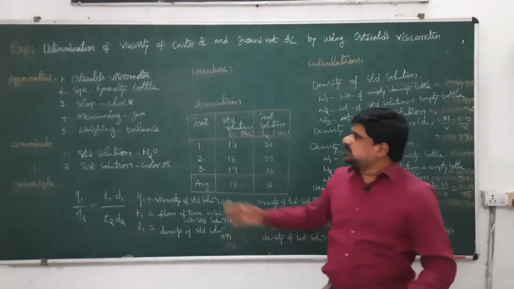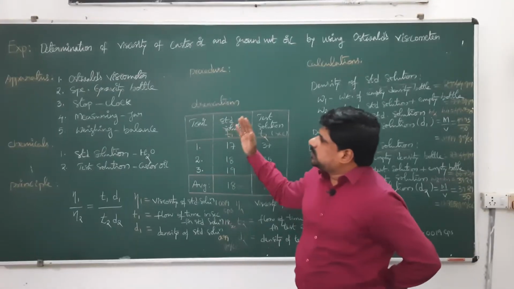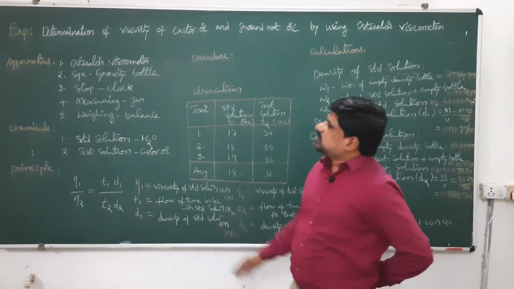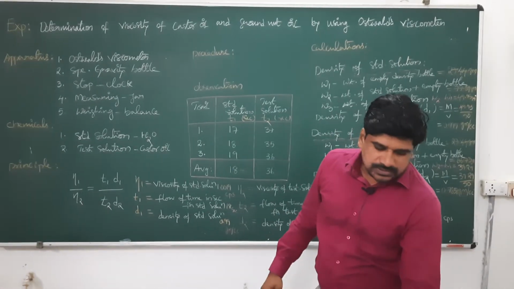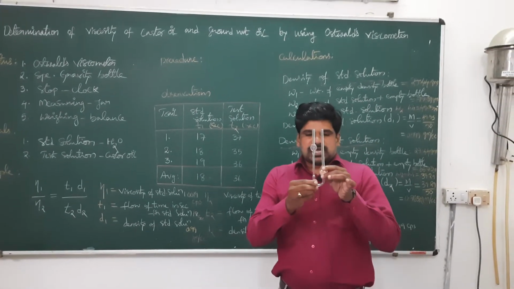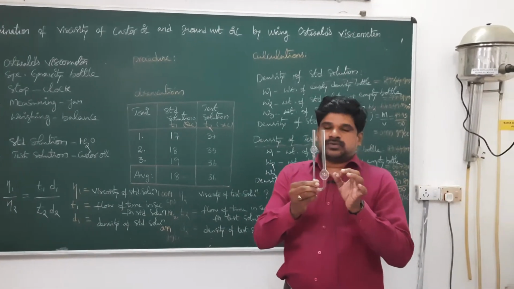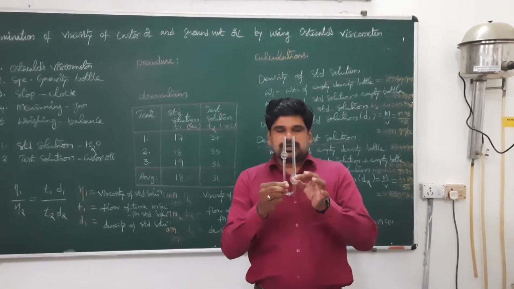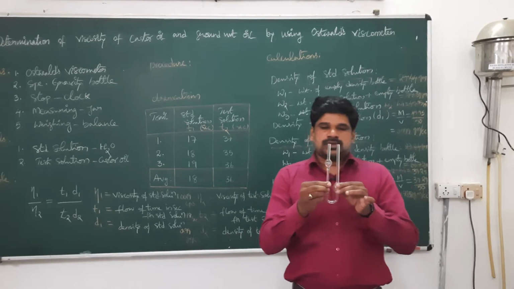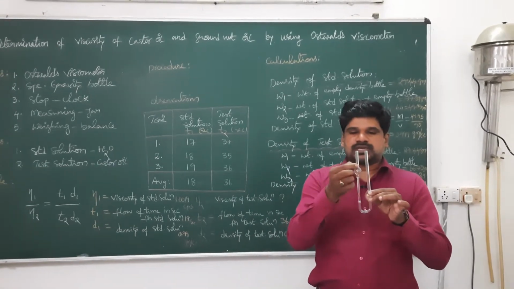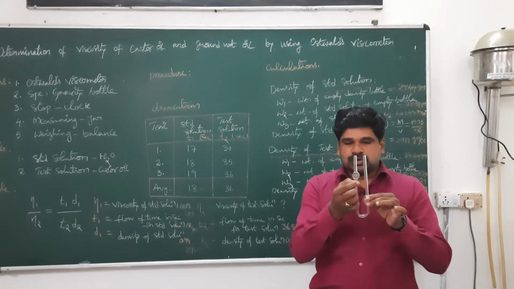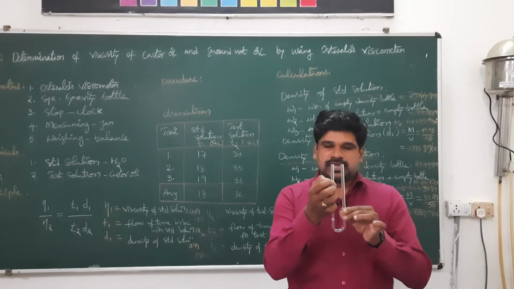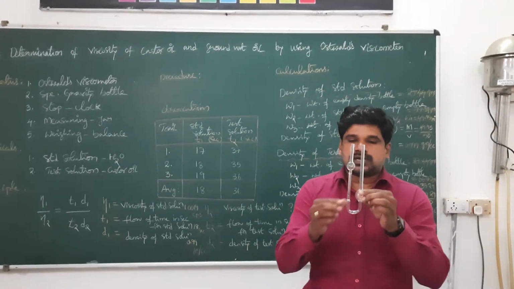Let us see what apparatus are used in the experiment. These are the apparatus required to perform our experiment. The first one is Ostwald's viscometer. This is Ostwald's viscometer, a U-shaped glass tube which contains two bulbs, one higher bulb and one small bulb. In this bulb we have to fill the test solution up to this particular mark, mark A, and mark B. The lower mark is called mark B, and the upper mark is mark A. So, this is Ostwald's viscometer.